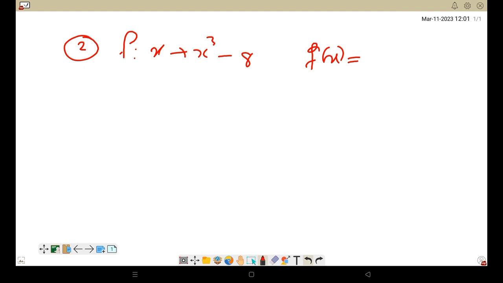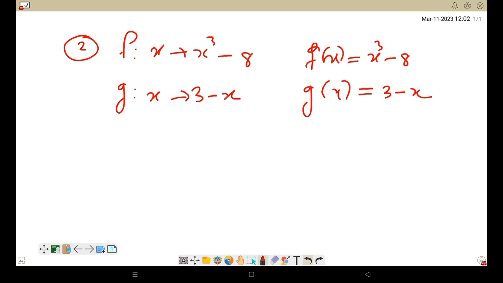Okay, we can go to the next problem. Here is the second question. Given the function f of x equal to x cube minus 8, and the second one is the function g of x equal to 3 minus x. Both are functions in the same way.